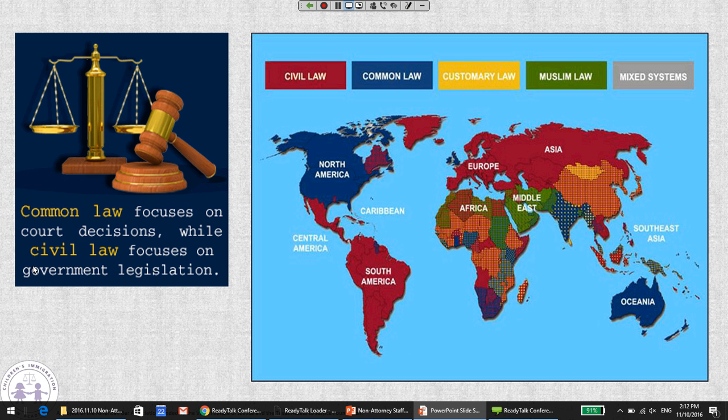At the very big picture level, I want to point out the primary difference in our system as opposed to most of the rest of the world. This is important because we're often trying to explain complex concepts to children, and we forget that we're not only translating from English to Spanish, but really from a totally different legal system. So even if these kids did understand the legal system in their country, it wouldn't make much sense here either way. You can see here that common law focuses on court decisions, while civil law focuses on government legislation.